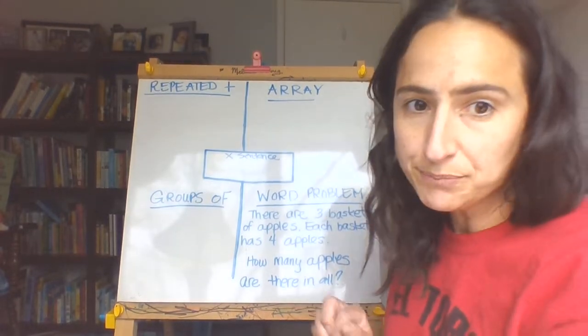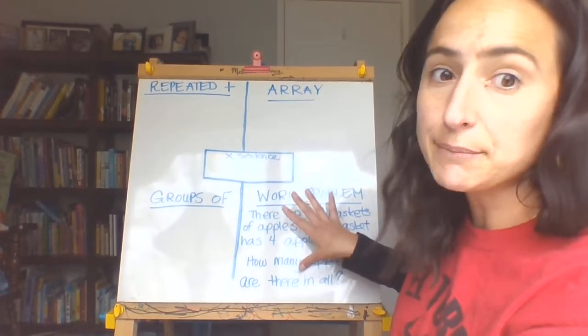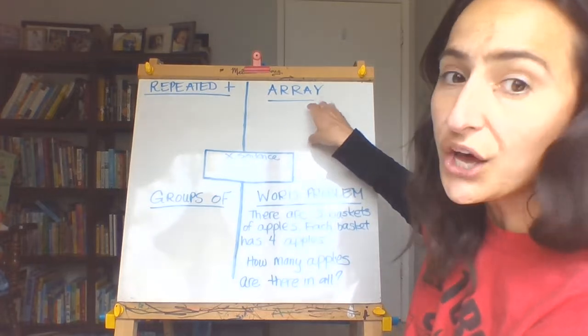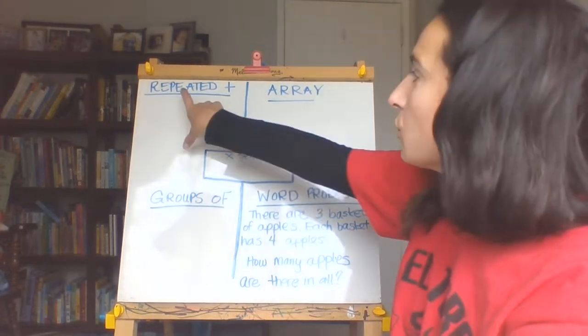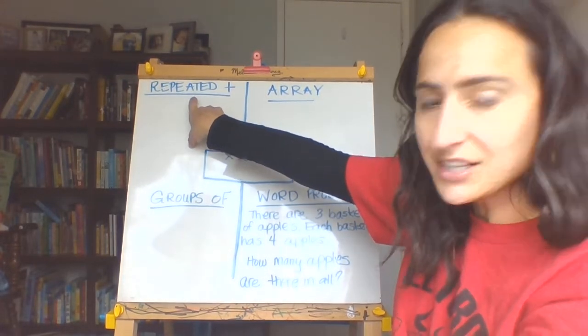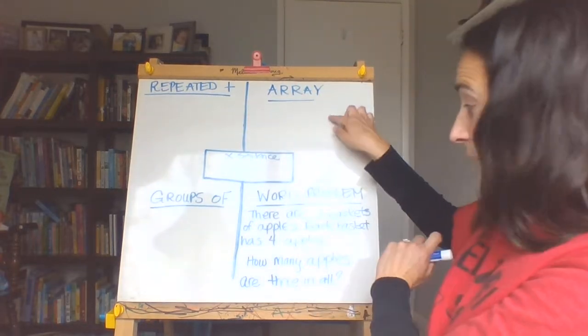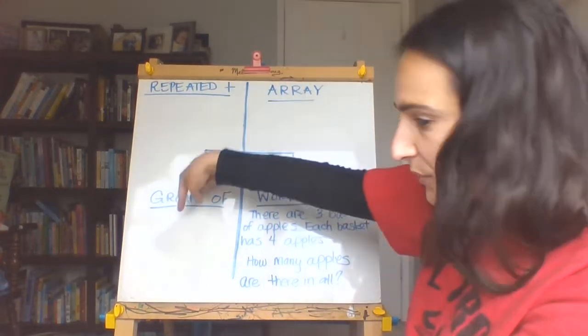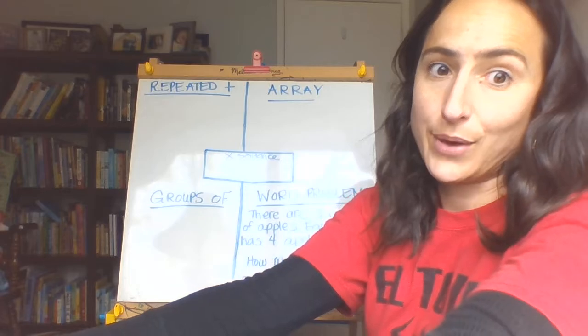This word problem we're going to look at, and then I'm going to go through and we're going to draw an array together, do the repeated addition that is connected to the array in the word problem, and then we can draw the groups of, okay?